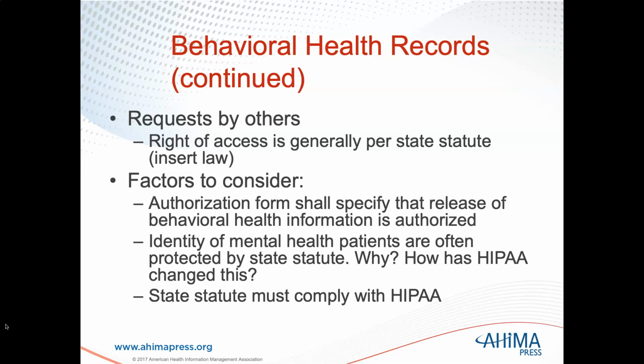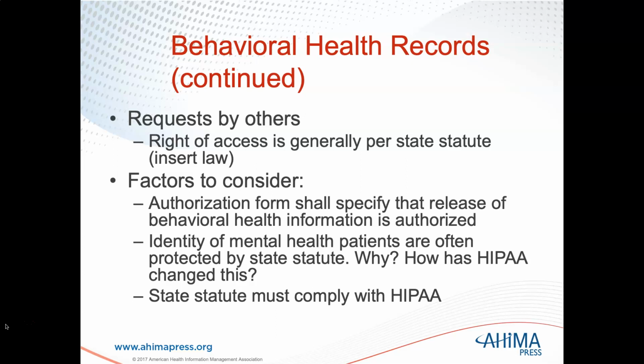In terms of requests by others for behavioral health records, it goes back to your state law, state statute on right of access. Some factors that you want to consider when you're setting up rules around this with behavioral health and you're looking to release that information: make sure the authorization form is specific, that it has a statement in there that it includes or excludes behavioral health information, so that the patient clearly can check, yes, I want it, I authorize it for release, or no, I don't.